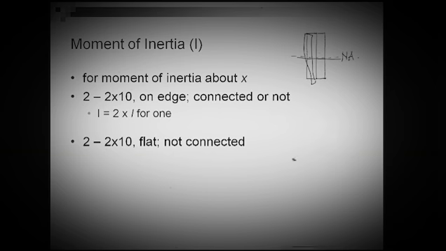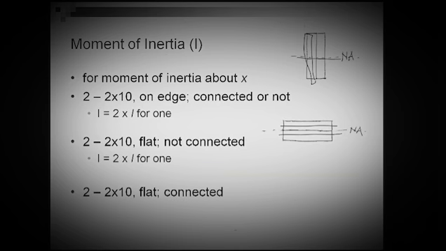What about if it was on the flat? Simply we'll say I will take the moment of inertia of one shape multiplied by 2. If it was on the flat but not connected, of course, that's the key word. If it was on the flat but fully connected, you will have to use this equation in there.